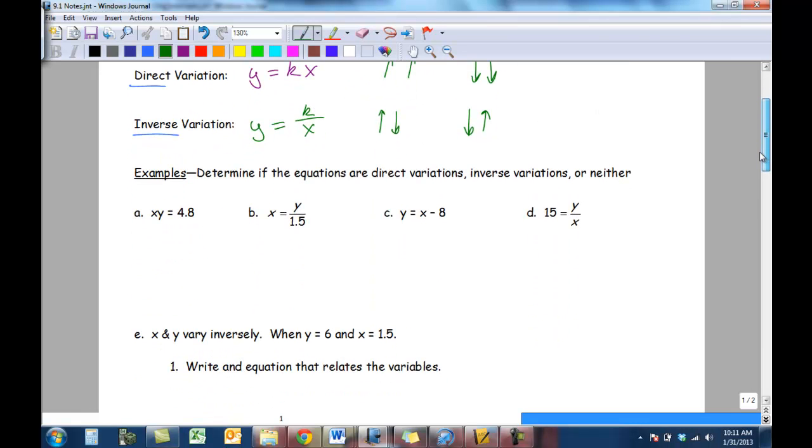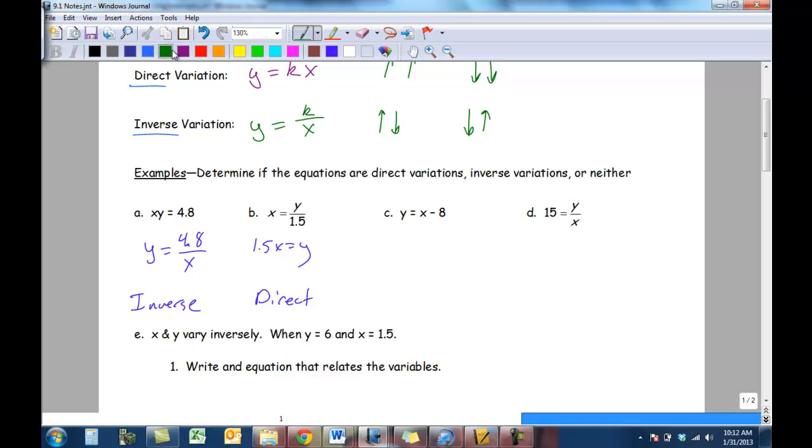So, first, let's figure out if these equations vary directly, inversely, or neither. Now, the trick, I think, is to get y by itself. So here we would get y equals 4.8 divided by x. This is y is equal to k, 4.8, divided by x. So this one is inverse. This one, to get y by itself, you multiply by 1.5. So you got 1.5x is equal to y. Y is equal to kx, where k is 1.5 in this case. This is definitely direct. This is direct variation.